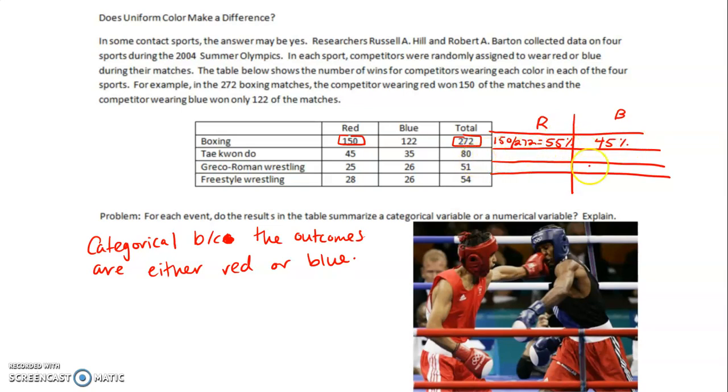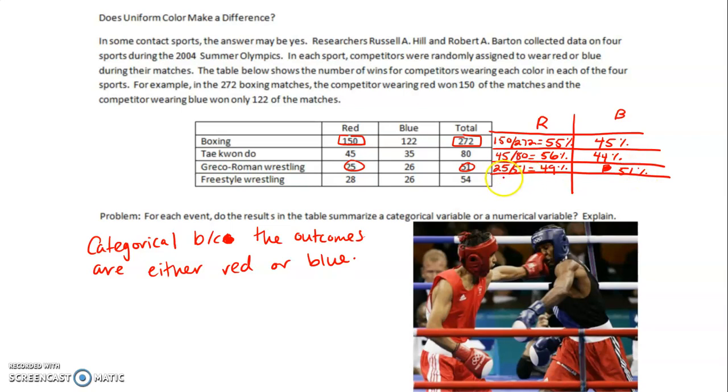So what I want you to do, I'm going to do this and I want y'all to follow along with me. So 45 wins out of 80. That should be, where's my calculator? 45 divided by 80 should be about 56%. So that means blue won 44%. 25 out of 51. So 25 out of 51 total. That means red won 49%. So that means blue won 51%.